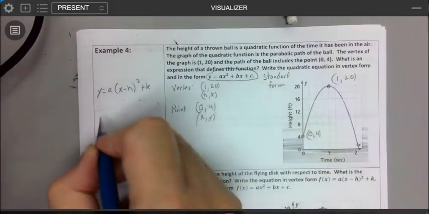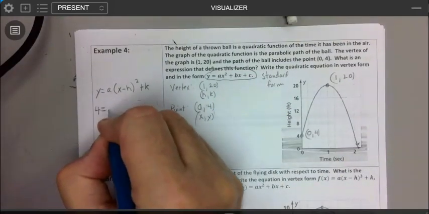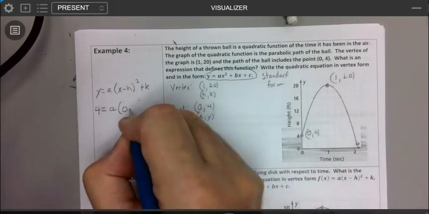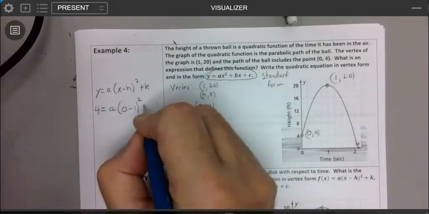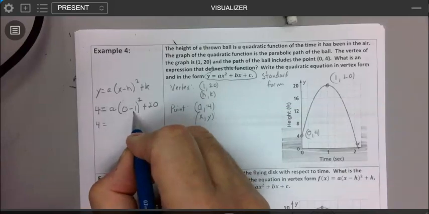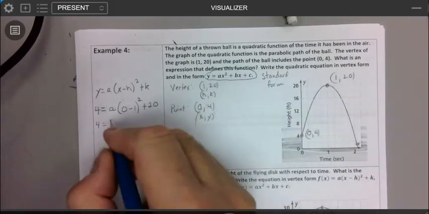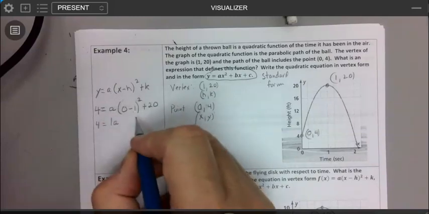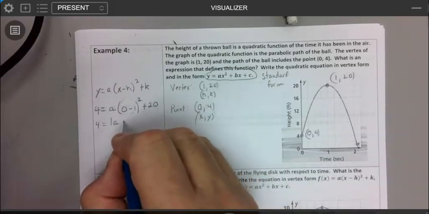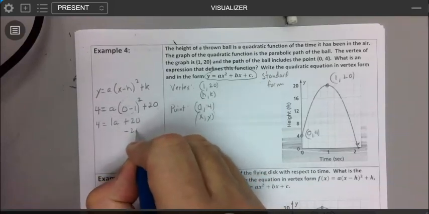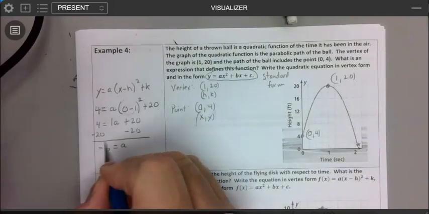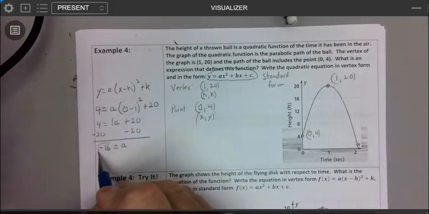So now we can plug it in. So y is 4. A is my unknown. X is 0 minus 1 squared plus 20. So 4 equals, this gives me negative 1 squared. Well, negative times negative is a positive, so I get 1a. So I like to put that 1 in front. Whatever I get for this, I put it in front. So then I subtract 20. So I get a equals negative 16.